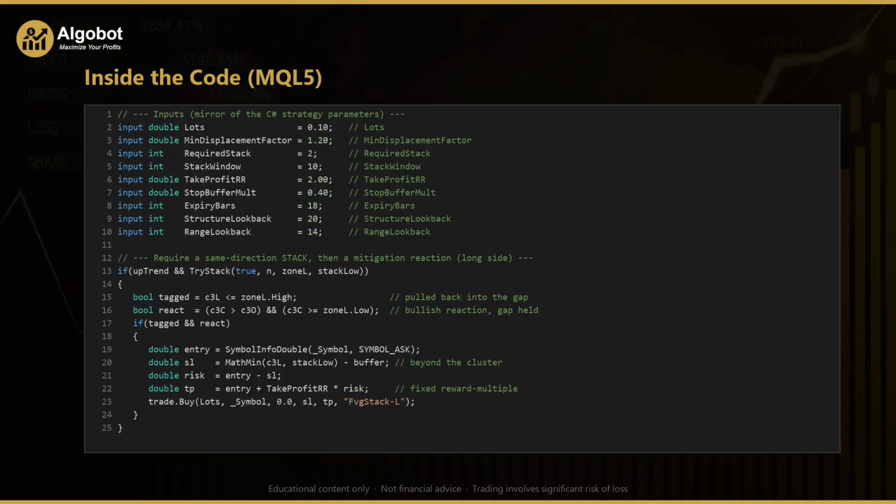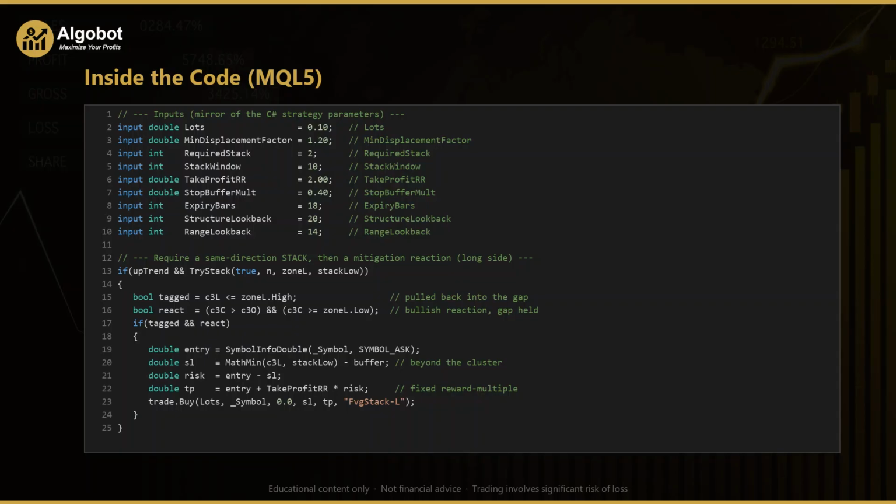Raise it, and the EA becomes pickier about what it calls a strong move. Required stack is how many same-direction gaps must exist before a trade is even allowed. The default of 2 is what gives the strategy its name. Stack window limits how far apart, in bars, those gaps can form, keeping the cluster tight.